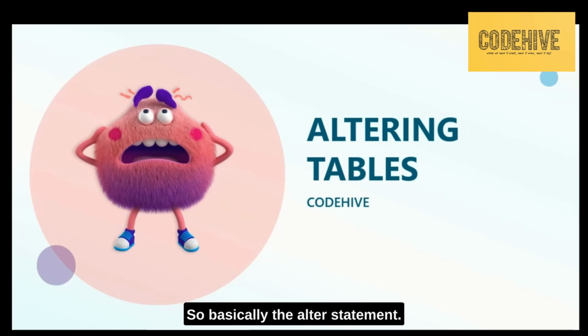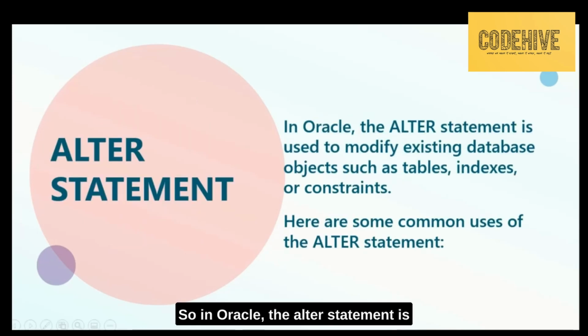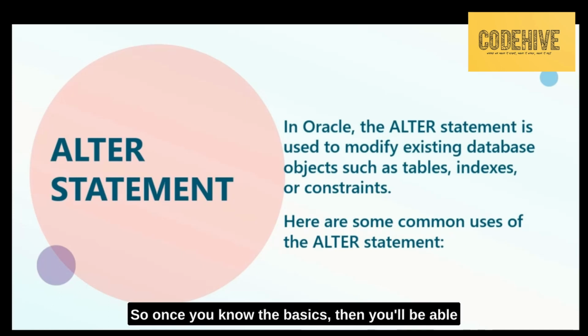So basically, the alter statement. In Oracle, the alter statement is used to modify existing database objects such as tables, indexes, or constraints. I'm going to look at altering tables in a database or columns, so that's what I'm going to be focusing on. Once you know the basics, then you'll be able to alter things like indexes as well as constraints.